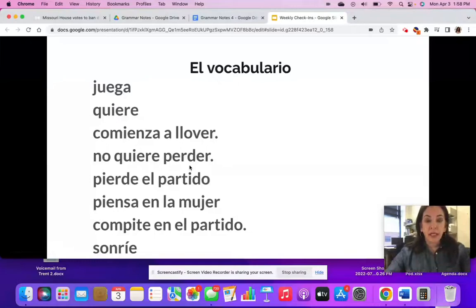No quiere perder. He doesn't want to lose. Pierde el partido. Perder means to lose. So pierde el partido, he loses the game. Piensa en la mujer. He thinks about the woman. Compite en el partido. He competes in the game. And then sonríe, from the verb sonreír, to smile. Okay.